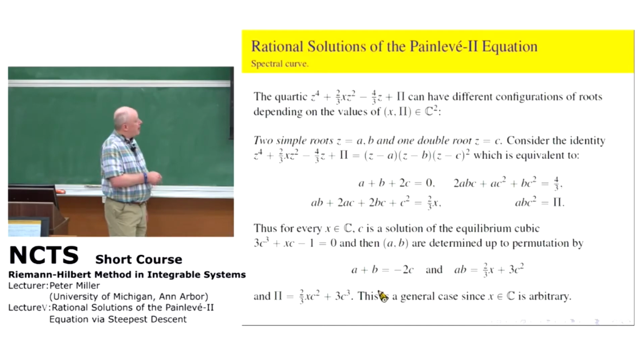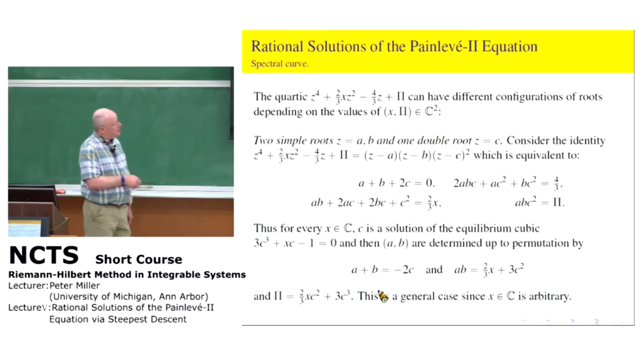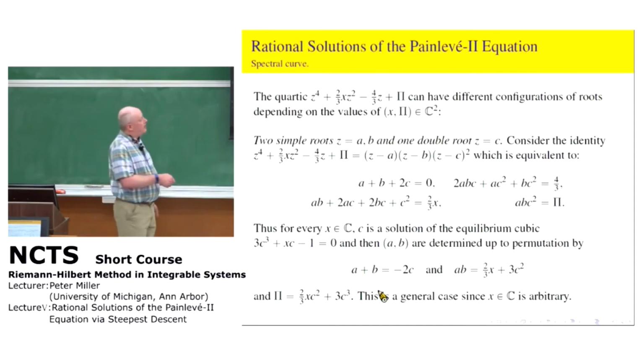So moreover, the value of this constant pi has to also be written in terms of x and the solution of the cubic C by this formula. So this configuration doesn't have to only work at certain values of x, like the corners. This can happen for any x in the complex plane. So it's a completely general case.